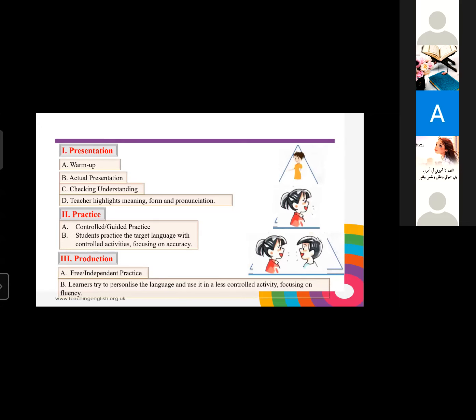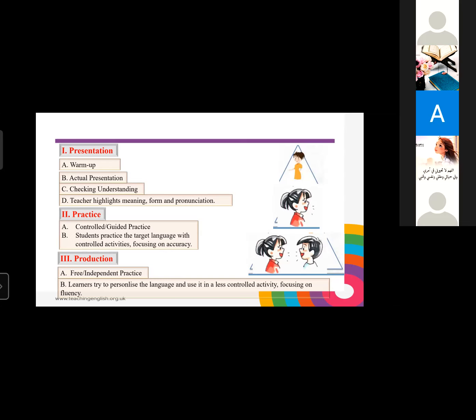How does the teacher check understanding, or make sure that students understand? By asking concept checking questions. Maybe asking them to give models, maybe by drilling, maybe by showing some flashcards and asking the children or the learners to react or interact to them and try to form sentences, and so on. D, the teacher highlights meaning, form, and pronunciation, of course, after eliciting from the students.